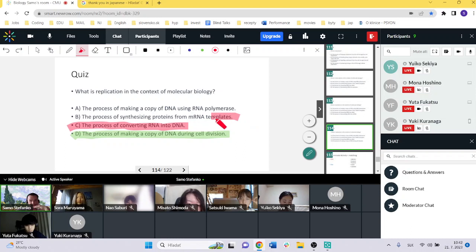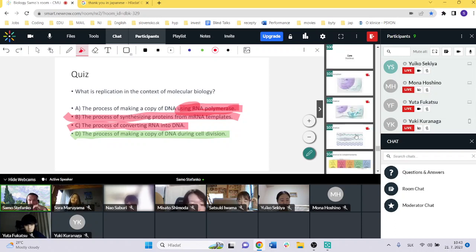Translation. Okay. However, why is A incorrect? The process of making a copy of DNA. It's almost the same as the D one. What's wrong then? Using RNA polymerase is not correct. Perfect. Because using RNA polymerase, you know already that it has something to do with RNA.